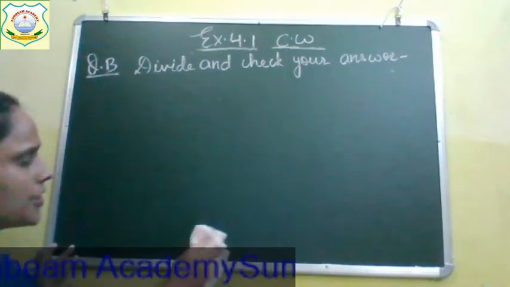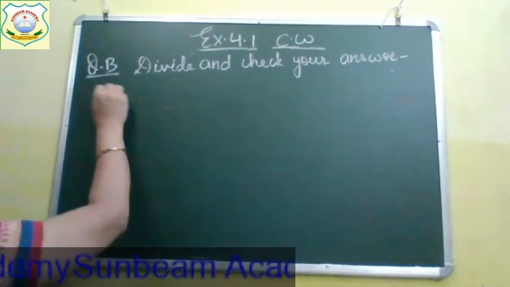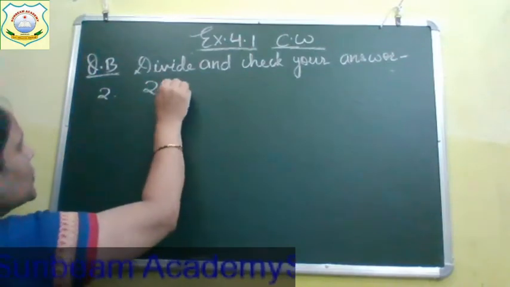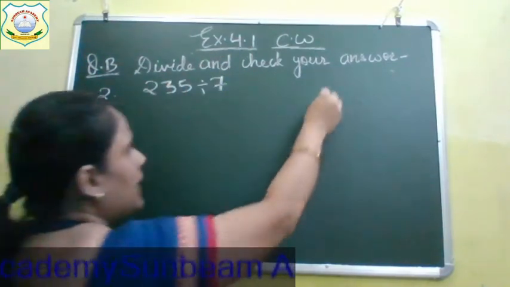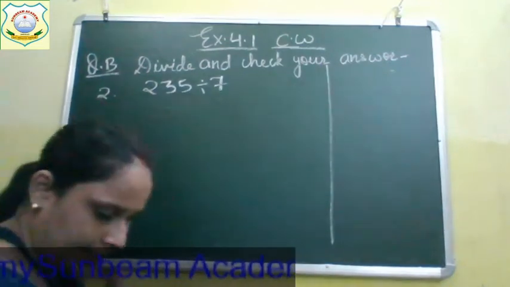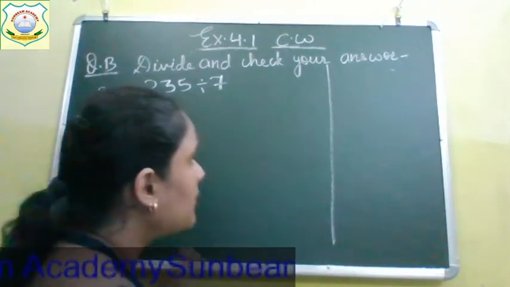Your next question given is 235 divided by 7. Now here we will write the table of 7. All of you write the table of 7 now.